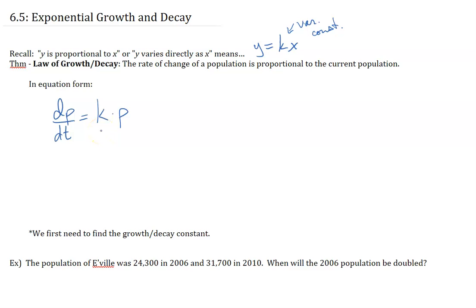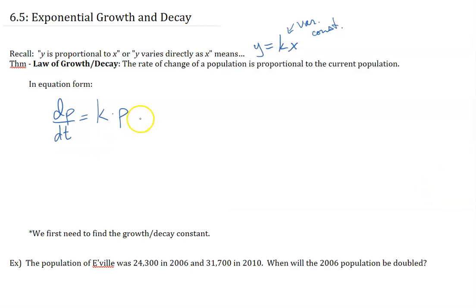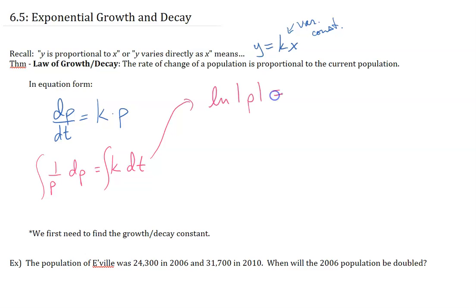So now that we have a differential equation, we know how to solve this, all right? So we're going to multiply both sides by the dt, divide by the p, and we have 1 over p dp is equal to k times dt, and then we integrate both sides. The antiderivative of 1 over p, like we saw with the slope fields, is the natural log of the absolute value of p, okay? And then the antiderivative of k dt.